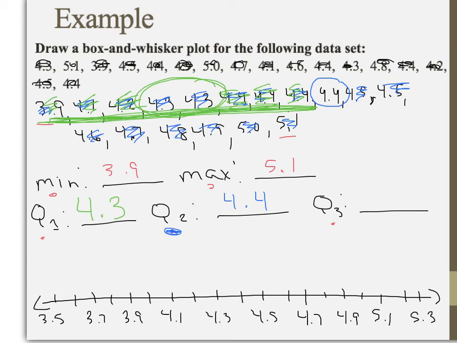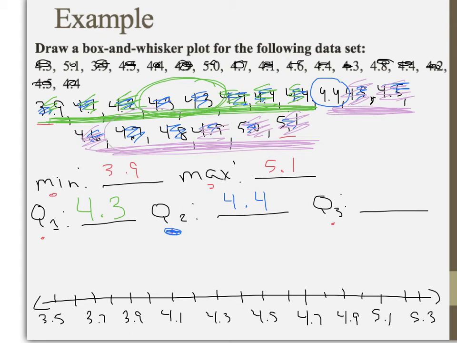Now we're going to find quartile 3, which is going to be the median of the data above Q2, above our original median. So we're going to start marking out till we get to the center. So mark out 4.5, 5.1, 4.5 and 5, 4.6 and 4.9. So that leaves 4.7 and 4.8. So we're going to add those together and divide by 2, which is going to give us 4.75, and that's our quartile 3.